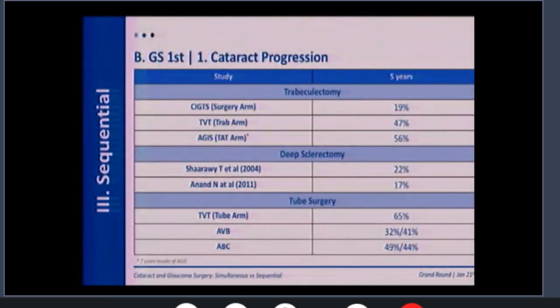In this table, I summarized the incidence of cataract after different glaucoma procedures from different landmark glaucoma trials: trabeculectomy, deep sclerectomy, and tube surgery. And you can see that the range is anywhere from 17-19% up until 65%.